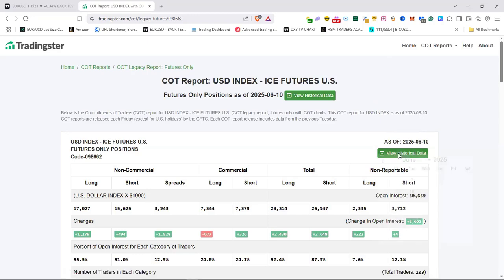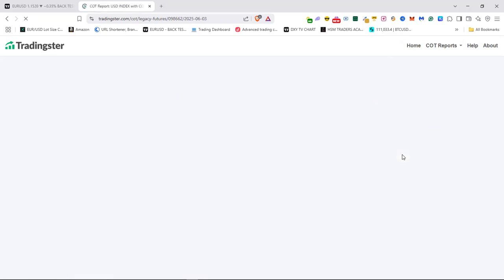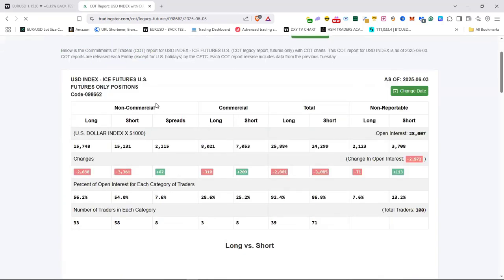So if you come here, you toggle here, just click on Tuesday. You click on Tuesday, 3rd of June. Let's start from there, okay? Let's look at what happens. So non-commercials are the smart money, the hedge funds, the portfolio managers, and those with large funds, the JP Morgans. Those are people that are able to move the market, okay?